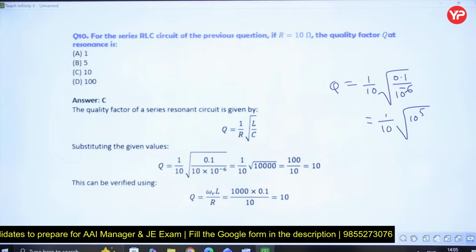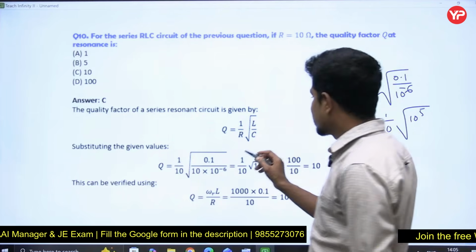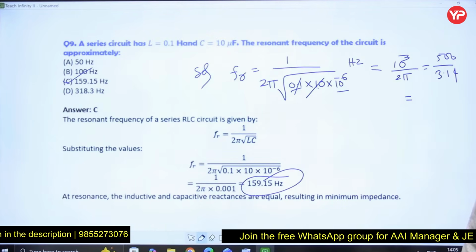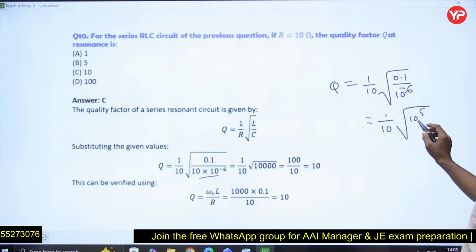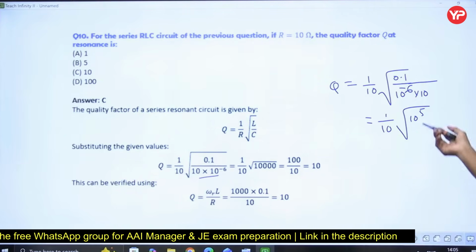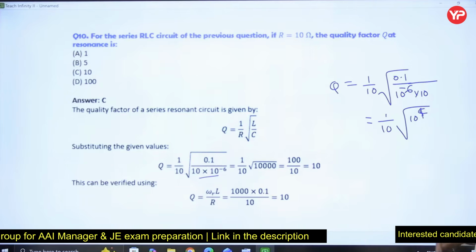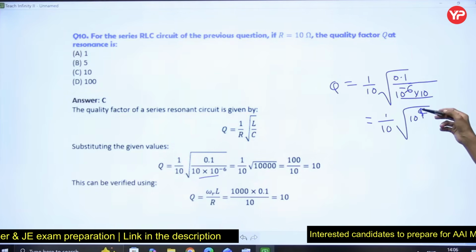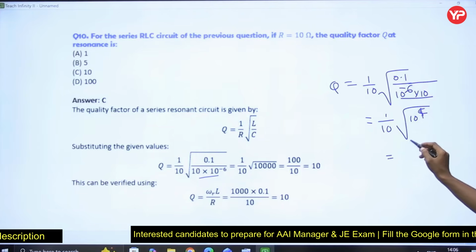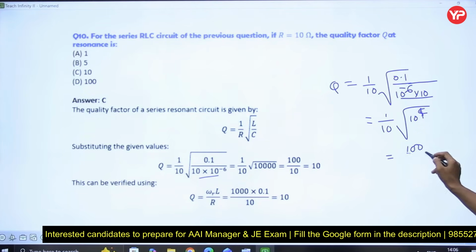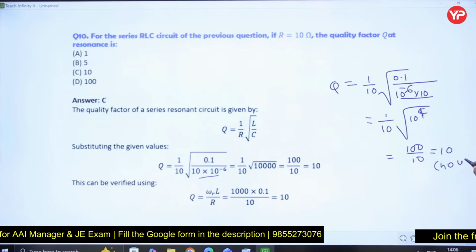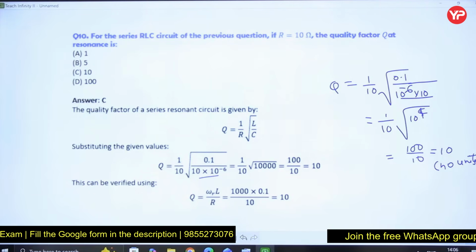Q is equal to, right? C how much given? 10 microfarads. Yes, 10 microfarads. Here 10 should be there, right? Now when it goes to upside, 10 to the power of 4 it is going to be, to the best of my knowledge, right? 10 to the power of 5 into 0.1, 10 to the power of 4. 10 to the power of 4 means 100 divided by 10. This quality factor is 10 and no units. Quality factor literally does not have any units.